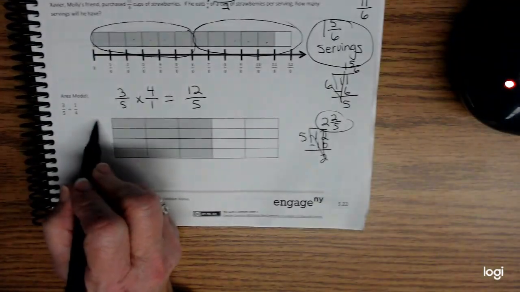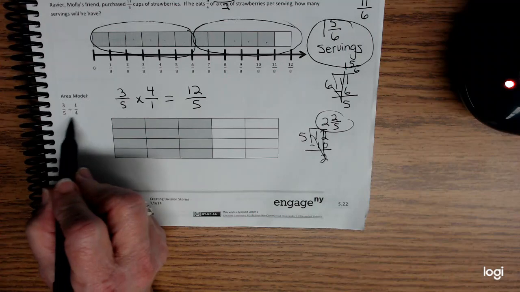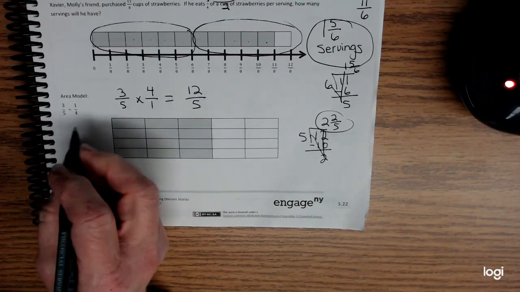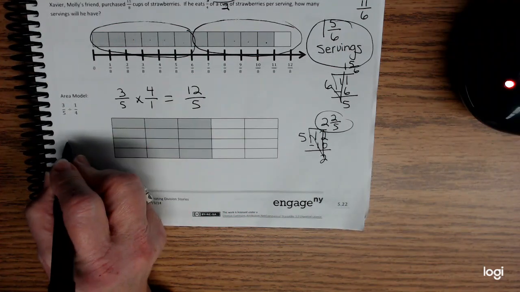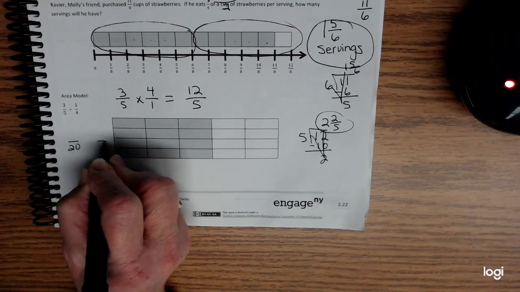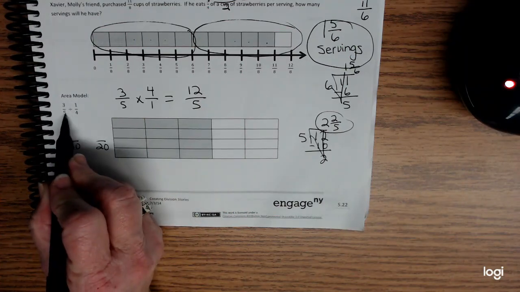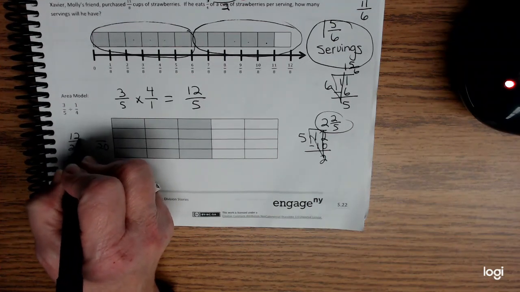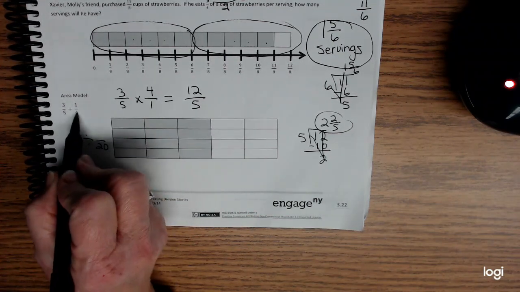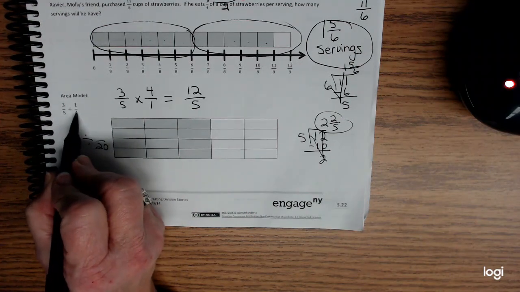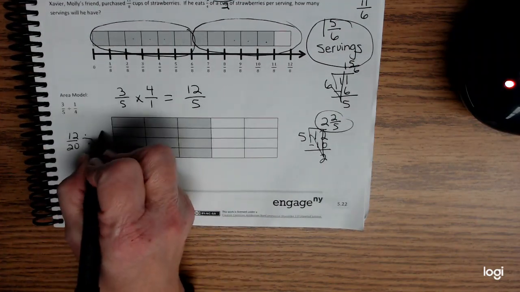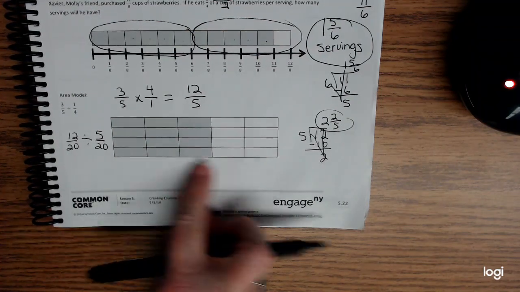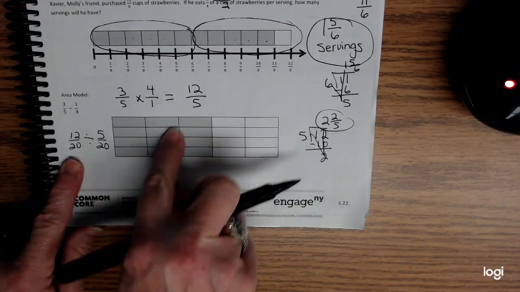Let's check our model. Well, I can't circle anything right now because my denominators are not the same. If I wanted to make these equivalent fractions, if I look at the 5 and the 4, I know that they both go into 20. 5 times 4 is 20. So 3 times 4 is 12. 4 times 5 is 20. So 1 times 5 is 5. Let's see if this will work. So I have here 12 20ths. Yeah, it looks like I have 12 colored out of 20.